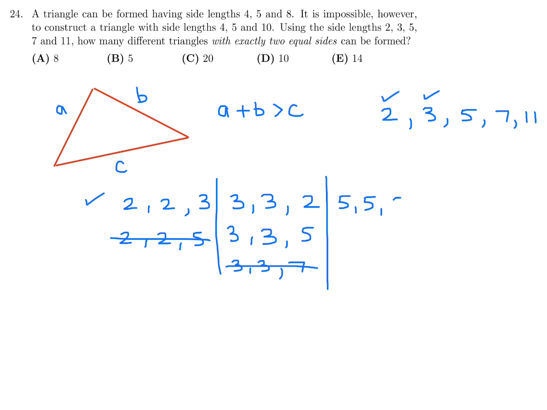5, 5, and 2, will that work? Sure. 5, 5, and 3, that works. I'm totally going by that, and nothing else. 5, 5, and 5, we can't use that, because we have to have only 2 sides the same. 5, 5, and 7, yep. But what about 5, 5, and 11? Well, that won't work, because 5 plus 5 is 10, and that is not greater than 11. So that's no good.